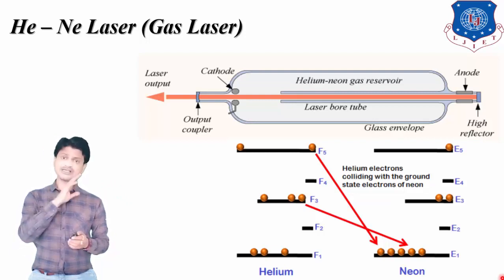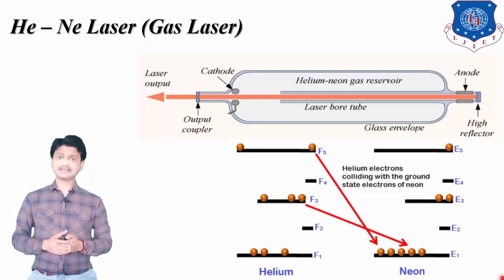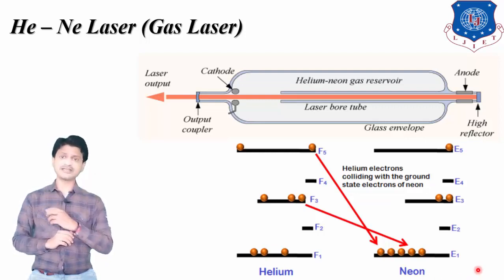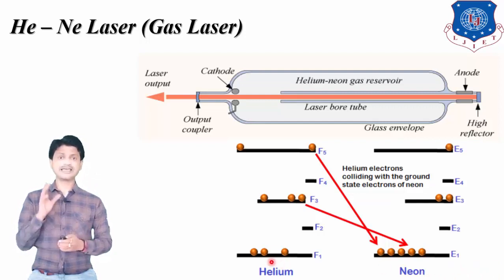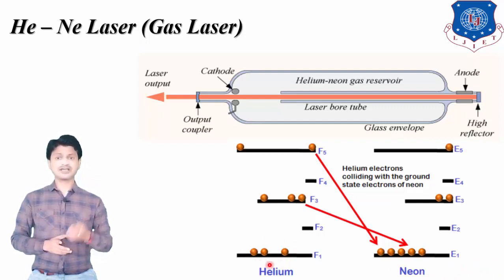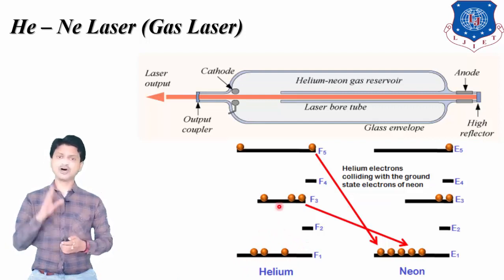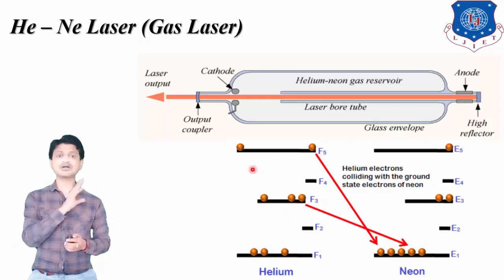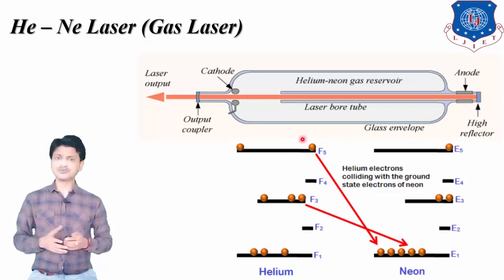Now, in the process of flowing through the gas, the energetic electrons transfer some of their energy to the helium atoms in the gas. As a result, the low energy state electrons of helium atoms gain enough energy and jump into the excited states, which are also known as metastable states. Let's assume here the metastable states are F3 and F5. You can see in the figure.